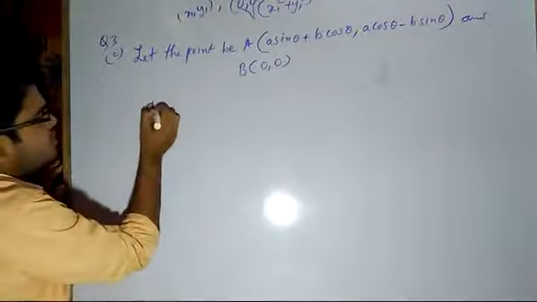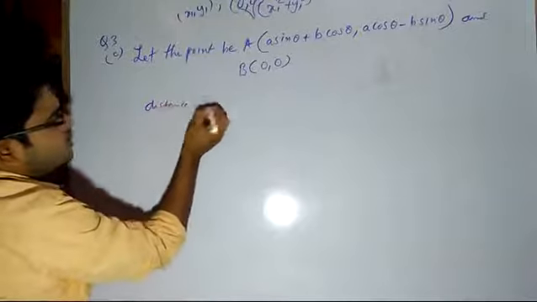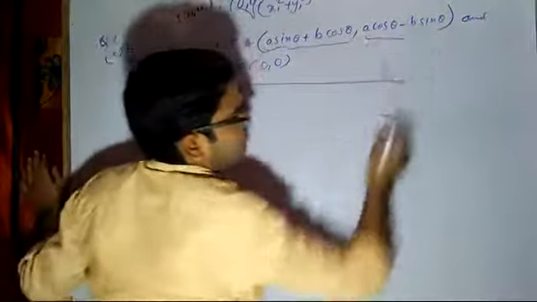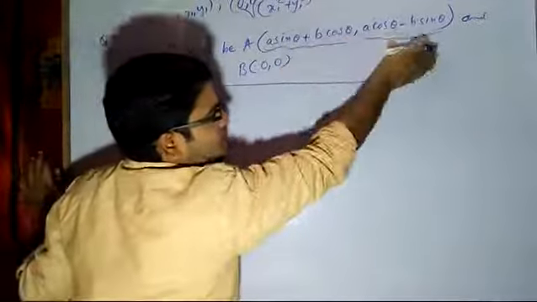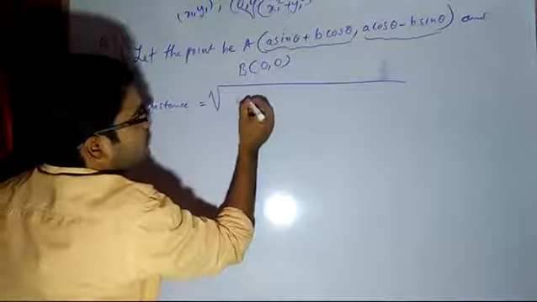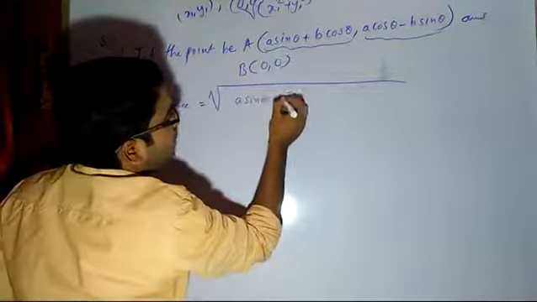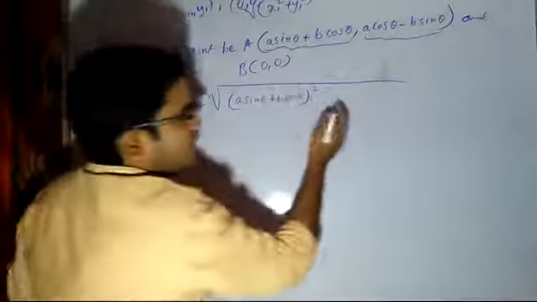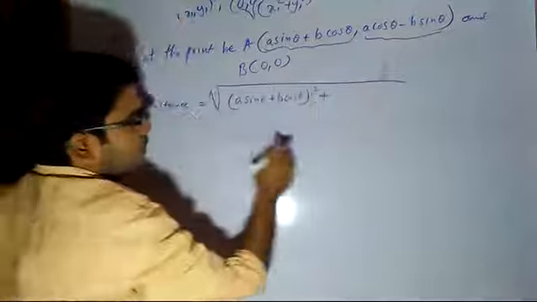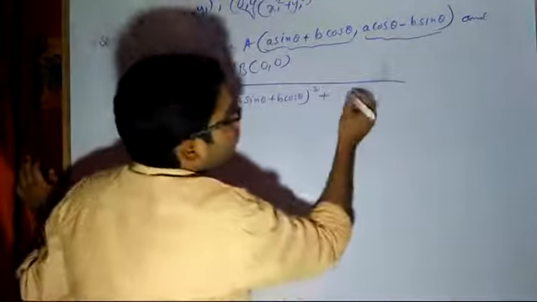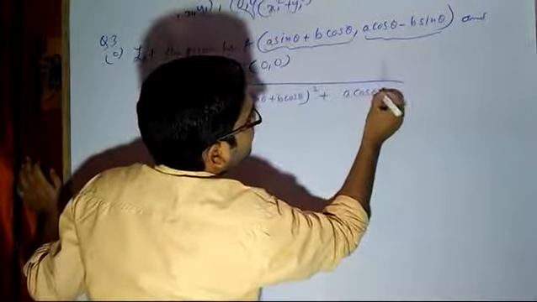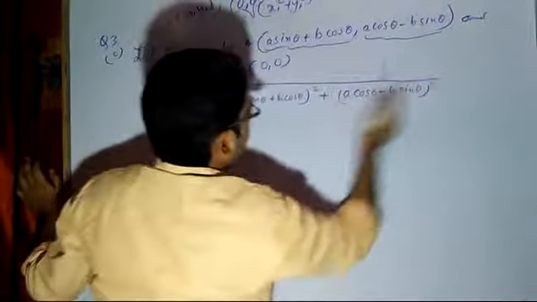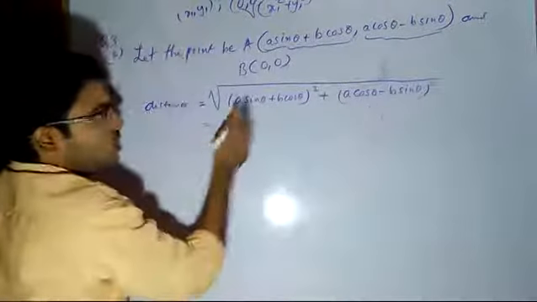So you can write distance is equal to root under, this entire is x1, this entire is y1. So x coordinate and y coordinate, abscissa and ordinate. So it will become a sine theta plus b cos theta whole square. If you write minus 0 also no problem, then you will have one more term, that means you have to do expansion, though it will not look good. So here you can write a cos theta minus b sine theta whole square, x1 square plus y1 square, because the other coordinate is 0.